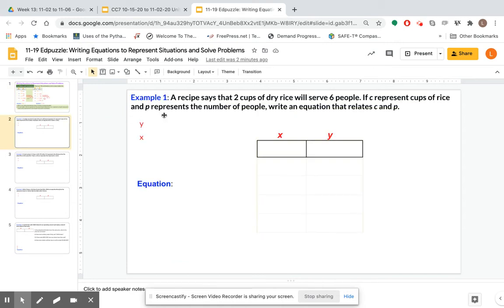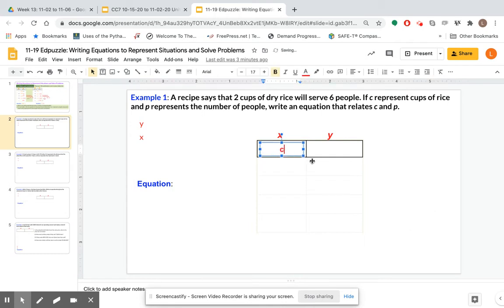So here we have our situation in example one. There's rice versus the number of people. Which one do we put on the left side? Which one do we put on the right side? Doesn't matter, right? So since it doesn't matter, let's just go with the order that they show up in the story. Since they told us that C represents the amount of cups of rice, and P represents the number of people, in that order, I'm going to put C on the left and P on the right. Now they also told us that 2 cups of rice serves 6 people.